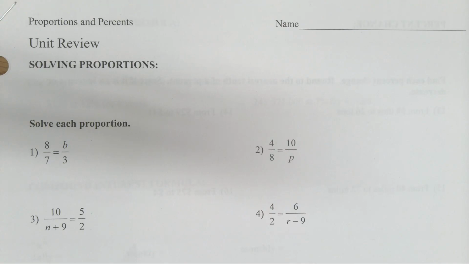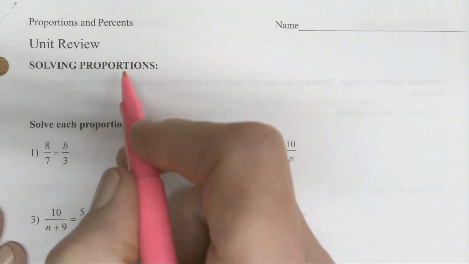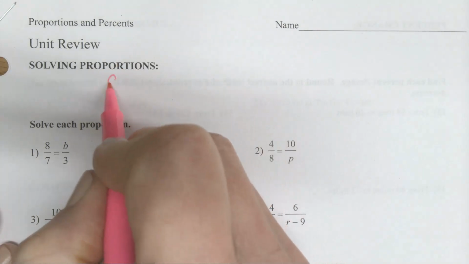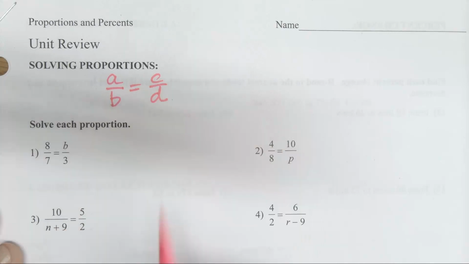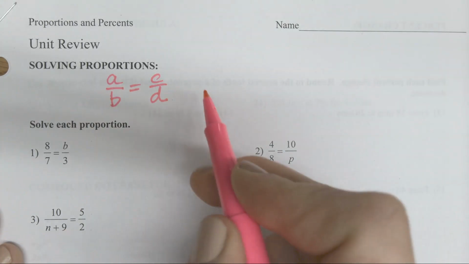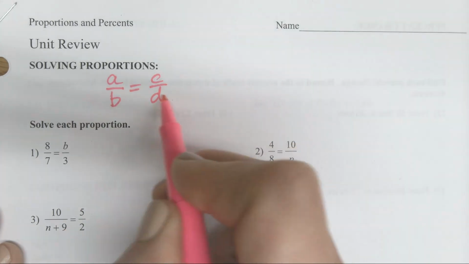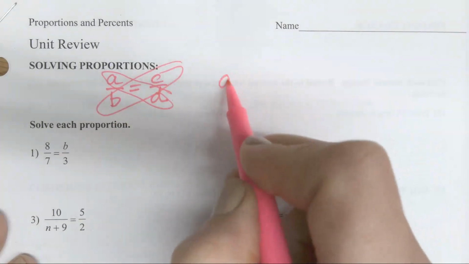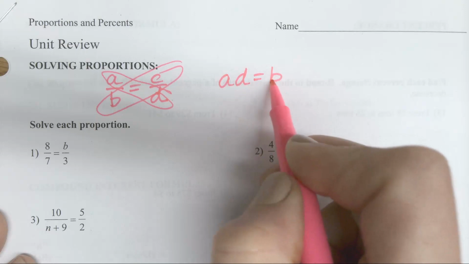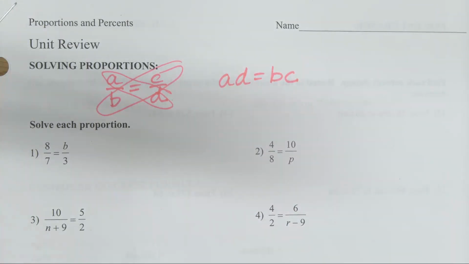But let's start with solving proportions. Remember, a proportion is two equivalent fractions, basically. And so when you're solving a proportion, you do cross products. So A times D equals B times C, and then you would solve for whatever variable that you have.